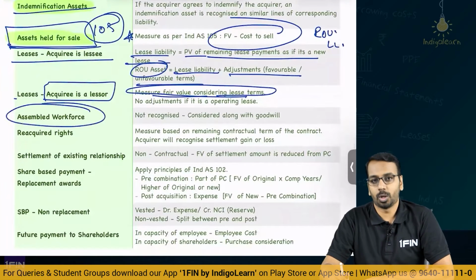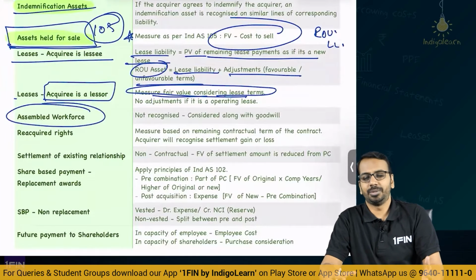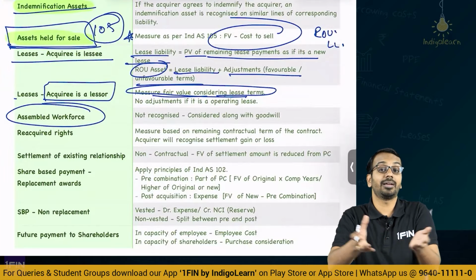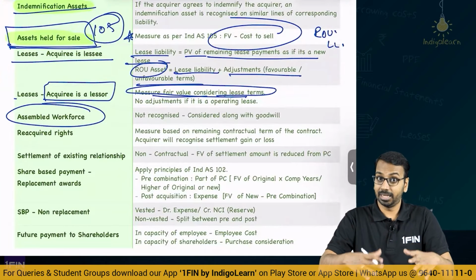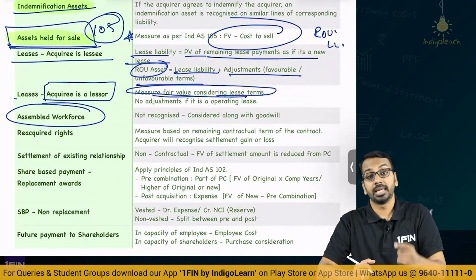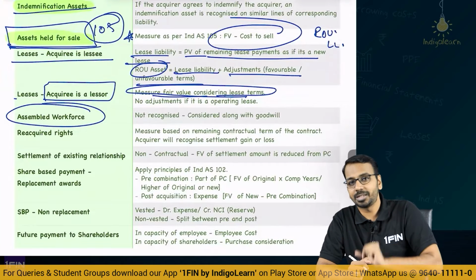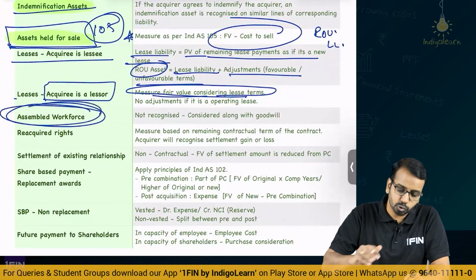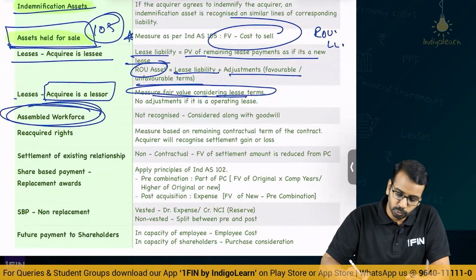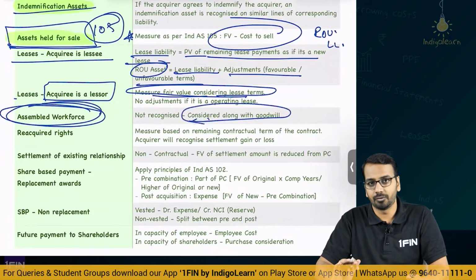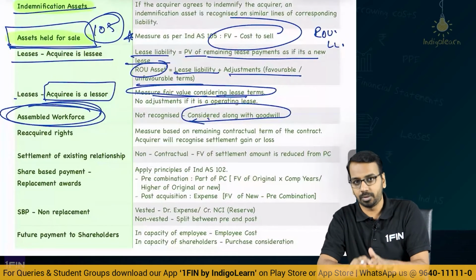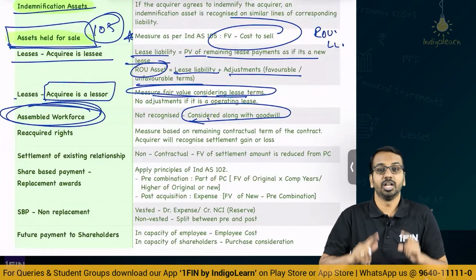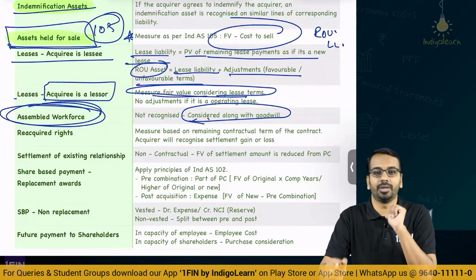Then assembled workforce. Now assembled workforce basically means, let us say if I am acquiring another business, they have some employees. Let's say I acquire TCS, they have 5 lakhs of employees, all of them are trained, they have good skills and all of those things. Can I call them an intangible asset separately? As per Ind AS 38, I cannot. So this assembled workforce should not be recognized separately. You will consider it as a part of goodwill itself. Okay, so whatever is the amount attributable to assembled workforce, even if they give it to you in the examination, you will not recognize it separately. You will say this is a part of my goodwill, right?